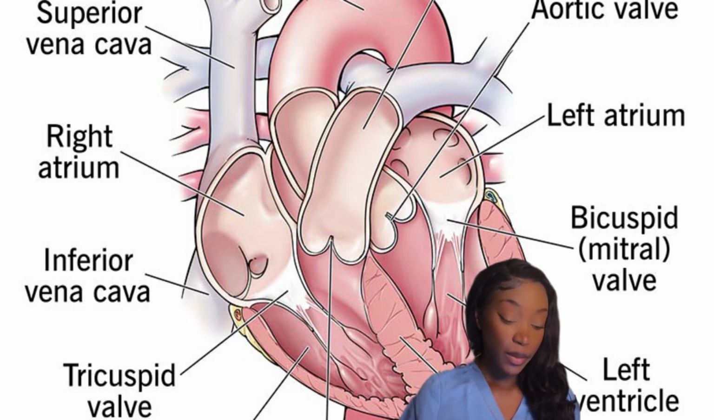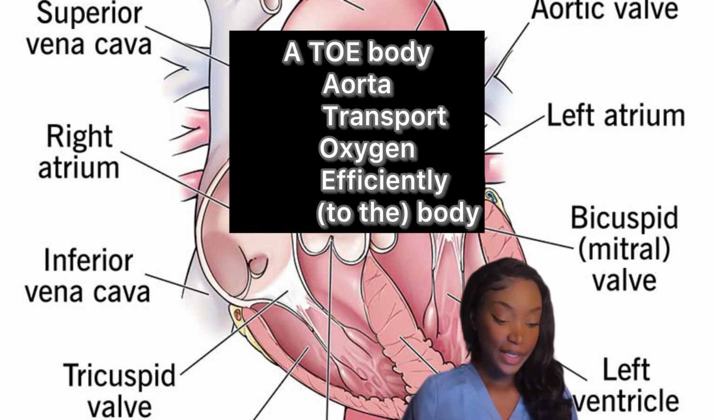I also came up with something else. This might not make a lot of sense, but if you're just really good at memorizing information, a great thing to memorize is that aorta transports oxygen-rich blood to the body, and veins transport oxygen-poor blood to the heart to get oxygenated. But I also just thought of "A to B", and that stands for aorta transports oxygen efficiently to the body.